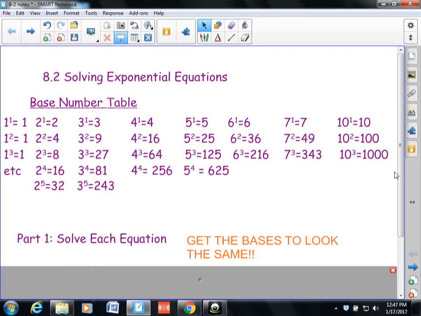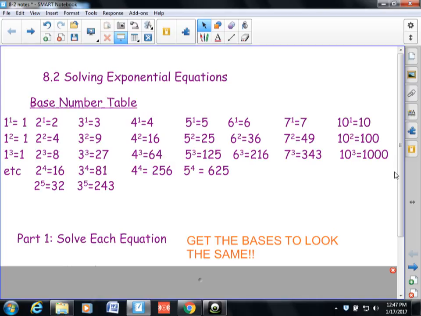Today in 8.2 we're going to work on solving exponential equations, writing exponential functions, and working on compound interest. First of all, I've got this base number table, and you've seen these before. These are some of the most common powers that hopefully you're starting to become familiar with. These are just going to be a reference point for us.